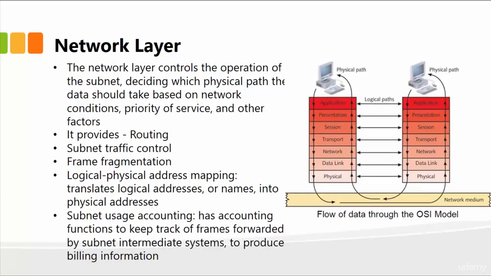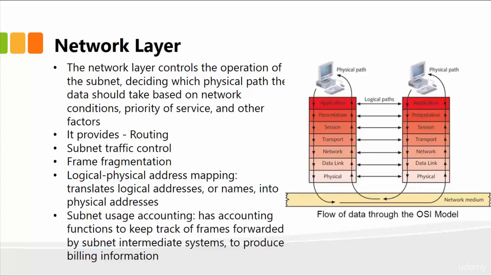Once the data is past the physical layer and the data link layer, the next is the network layer, which controls the operation of the subnet, deciding which physical path the data should take based on network conditions, priority of service, and other factors. It provides routing, for example, subnet control, frame fragmentation, and logical physical address mapping. So it sees, all right, which department should I send this data to? Whether it belongs to the sales department, the purchase department, operations, marketing, and so on.